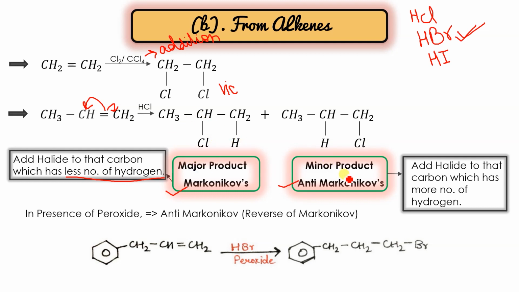While anti-Markovnikov says that the halide will attach to that double bonded carbon atom where hydrogen is more, that means it is going to attach to the first carbon. So according to anti-Markovnikov, this will be the major product and this will be the minor product. While according to Markovnikov, this will be the major product and this will be the minor product. If you want to go for the mechanism, we have done it already in detail in class 11, so just refer to class 11th and read that. Otherwise, in the class 12th board, this mechanism won't be asked, so don't worry about that.